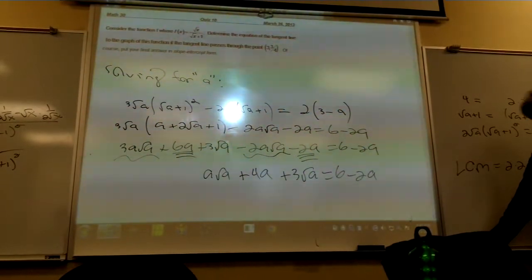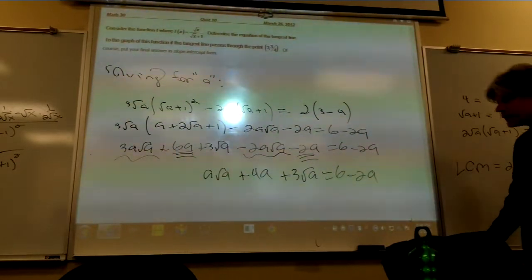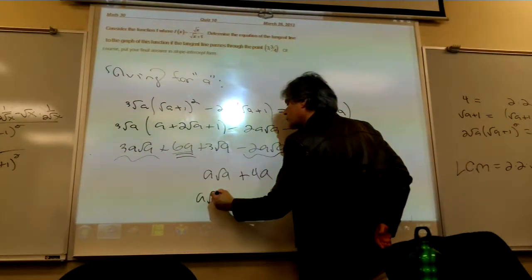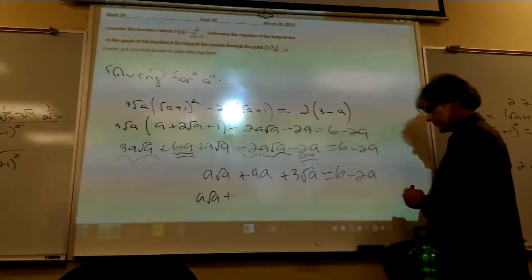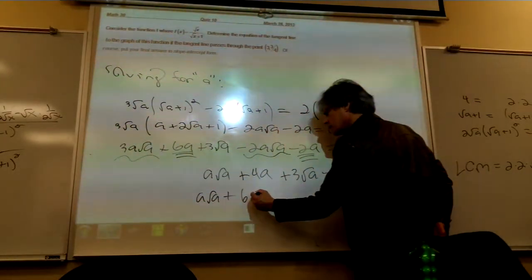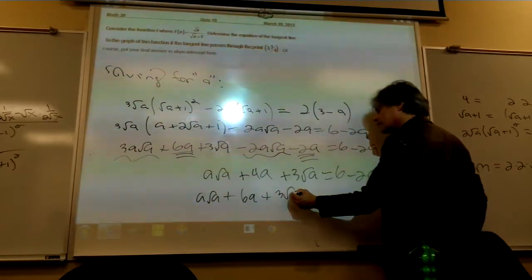If I bring everything to the left-hand side by number 1 adding 2a, number 2 subtracting 6 from both sides, that gives me an a root a plus, is that a 6a? Plus 3 root a minus 6.